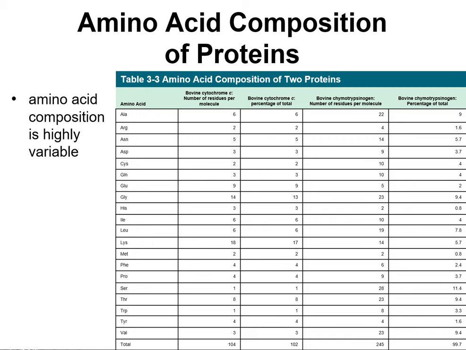The amino acid composition of proteins is very highly variable. So this chart is just a partial look at cytochrome C. Cytochrome C is a part of the citric acid cycle, or excuse me, the oxidative phosphorylation. It's all kind of linked in the mitochondria. We're going to talk about that when we talk about metabolism. And you can find cytochrome C across different species.